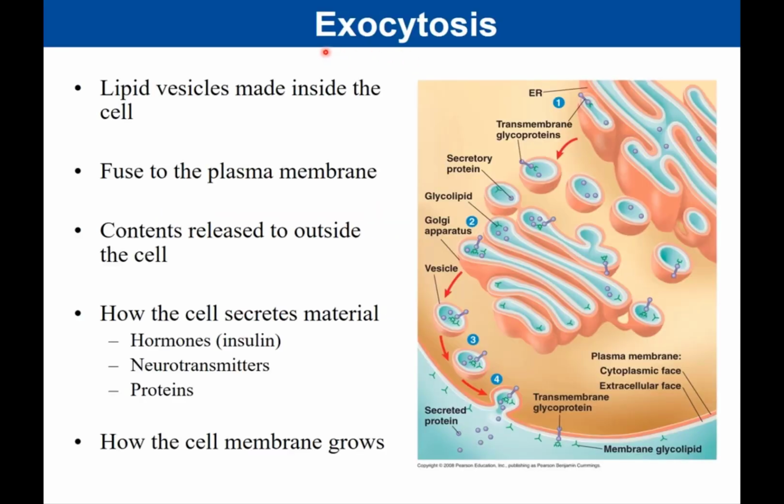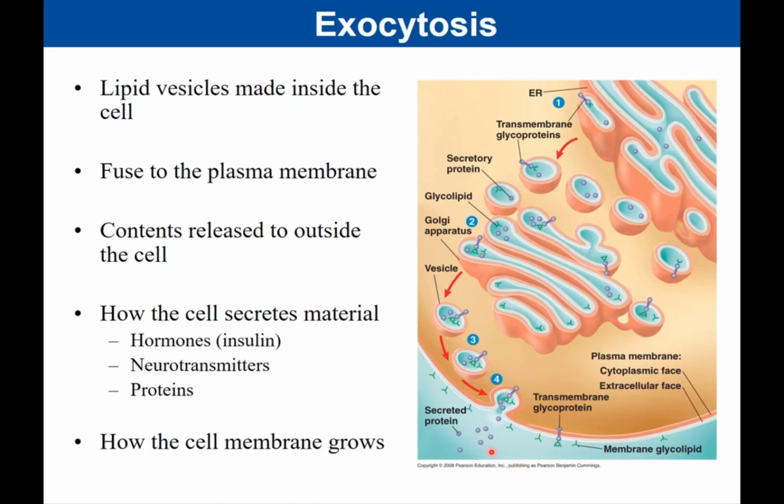Exocytosis, okay, exo is referring to exit. This is how the cell gets large things out of the cell. And the way that this works is that these lipid vesicles are made in the cell, and eventually those vesicles fuse with the plasma membrane and release the contents to outside the cell.